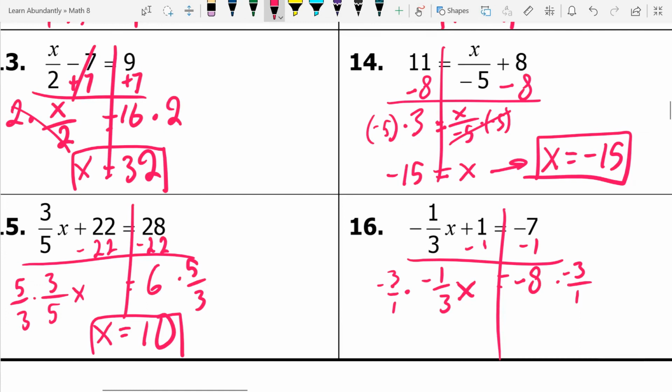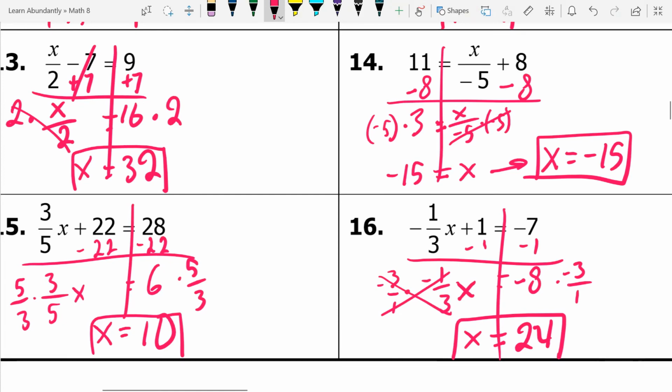On the left-hand side, those cancel out. That's why I did them. And that gives me x equals, if I do this in my calculator, I get 24 for my answer here. Okay? Guys, that's a quick overview with some practice of two-step equations.